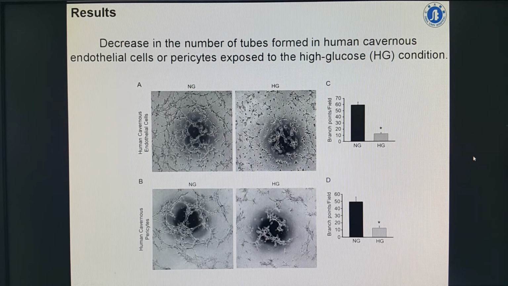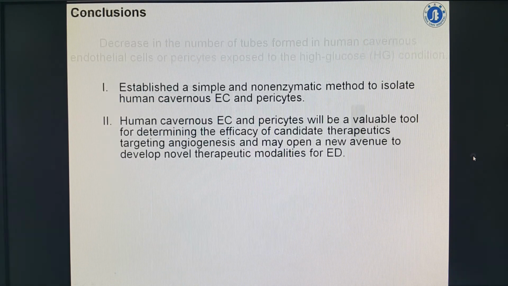Finally, to test the ability of the primary cultured EC and PC, we performed the tube formation assay. We found the primary cultured EC and PC can form well-organized capillary-like structures in normal glucose conditions. However, the number of tubes was significantly decreased in high glucose conditions.